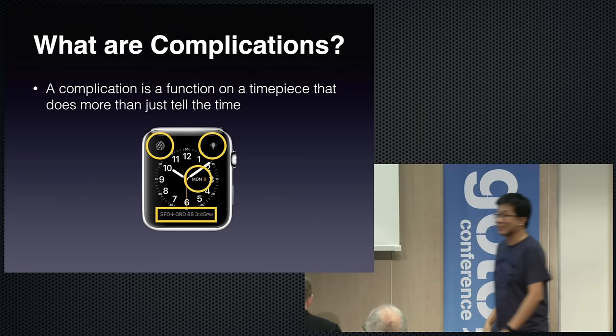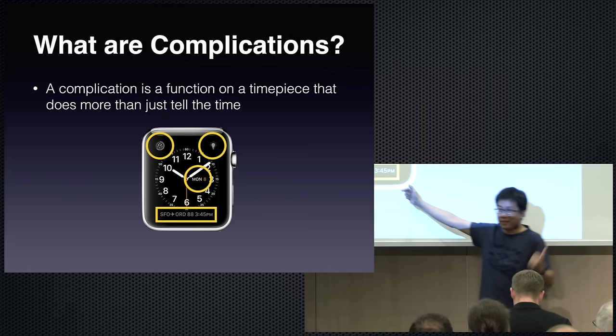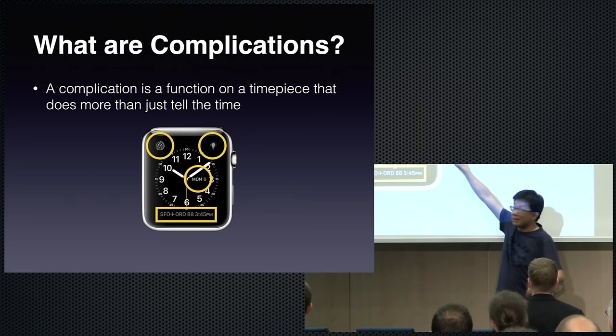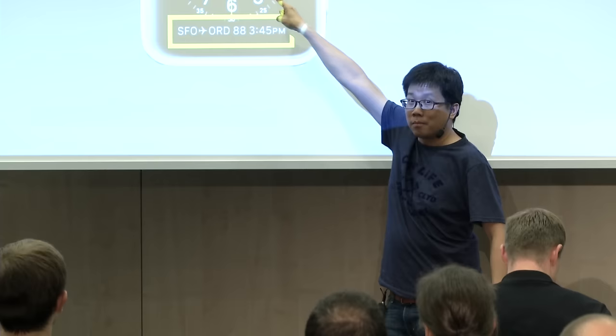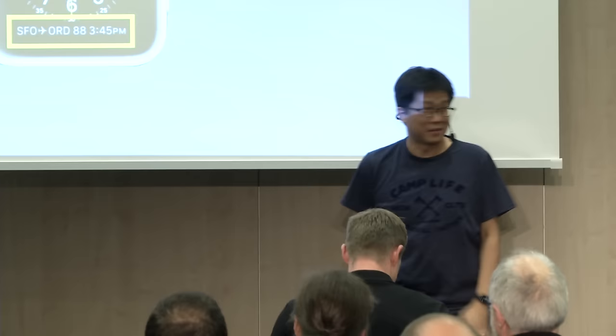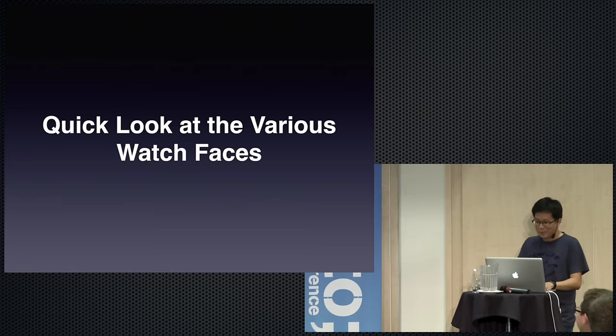What kind of data is this? Flight information. What about this? Date. What about this? I have no idea. What about this? This one looks familiar, right? Volkswagen. Probably it tells you about the diesel emission. Okay, I'm joking. Anyway.